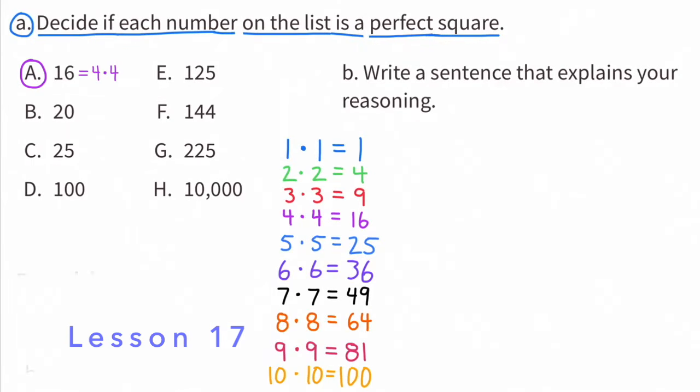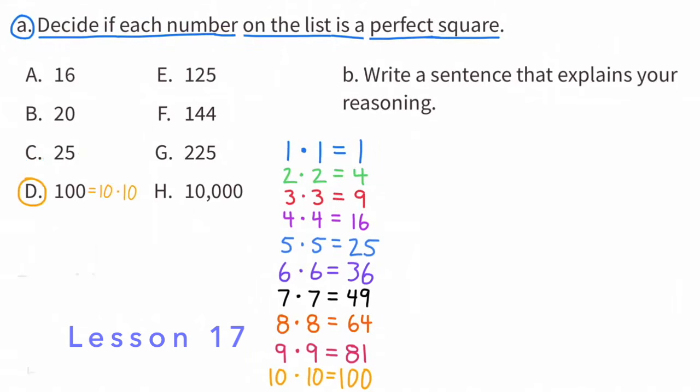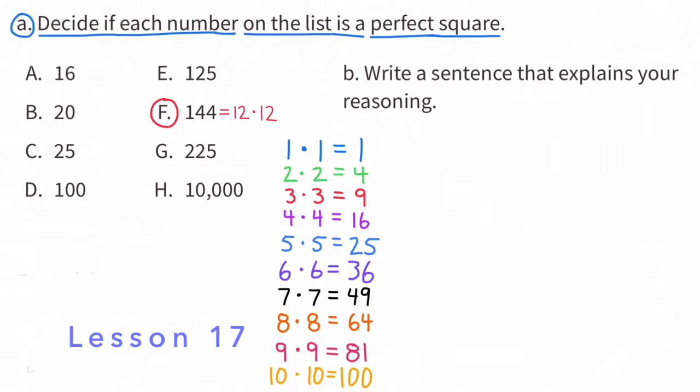A. 16. 4 times 4 equals 16. A. 16 is a perfect square. C. 25. 5 times 5 equals 25. C. 25 is a perfect square. D. 100. 10 times 10 equals 100. D. 100 is a perfect square. F. 144. 12 times 12 equals 144. F. 144 is a perfect square.